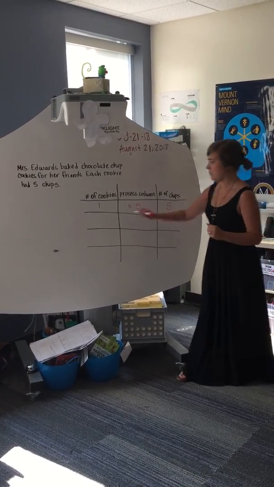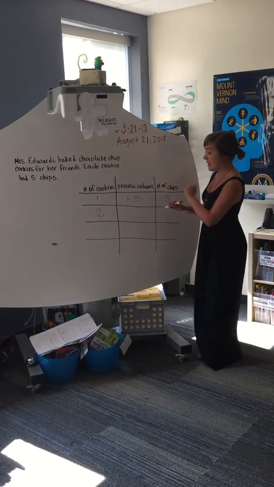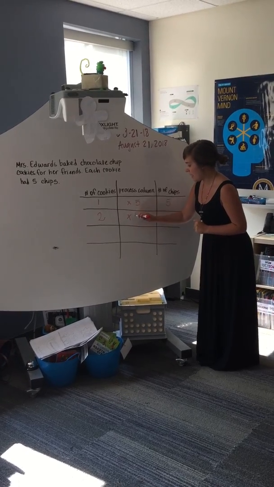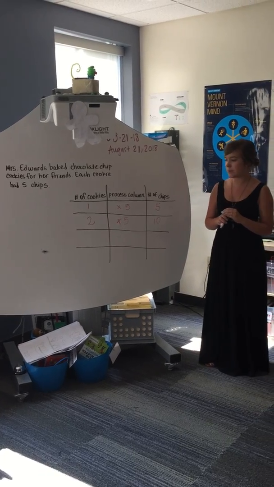Let's move to 2 cookies now. If I have 2 cookies, I'm using the exact same process. 2 times 5 is 10. So I know that 2 cookies would have 10 chocolate chips.